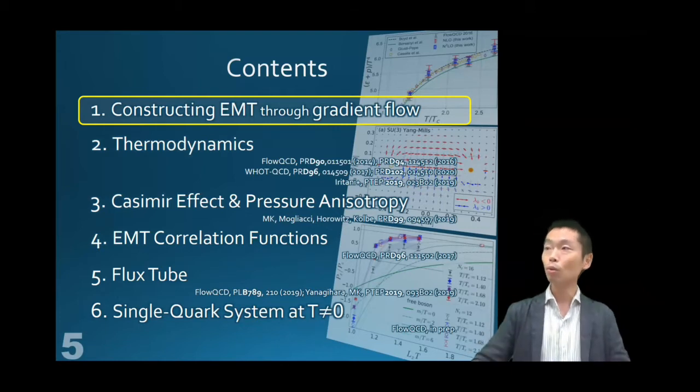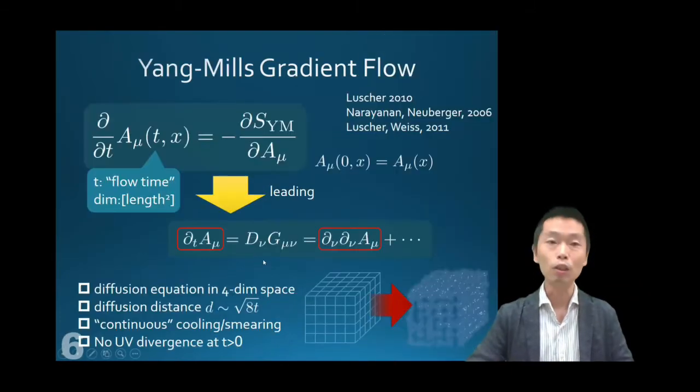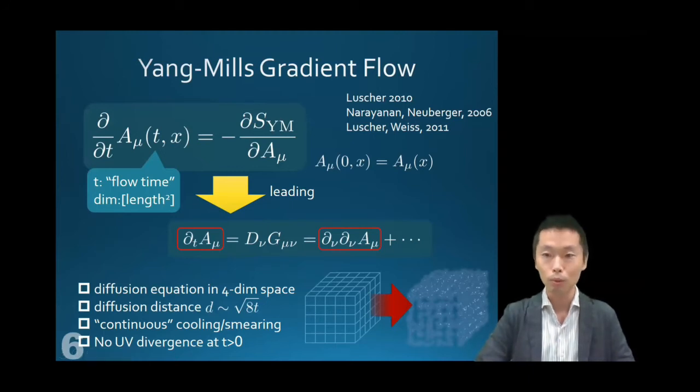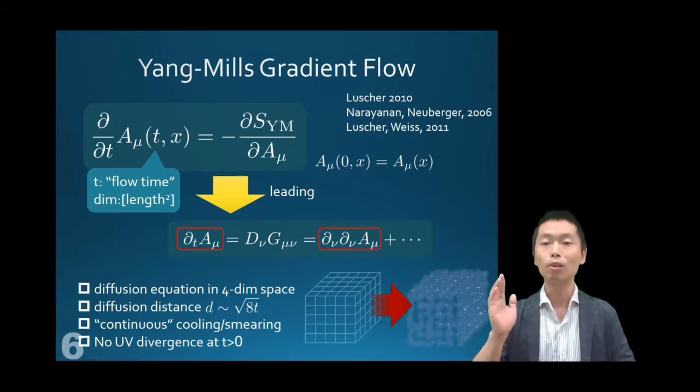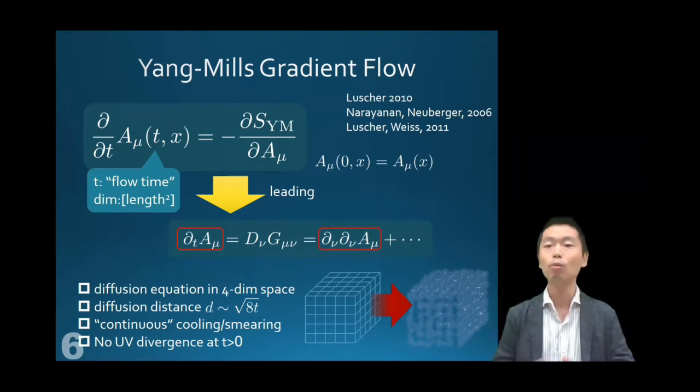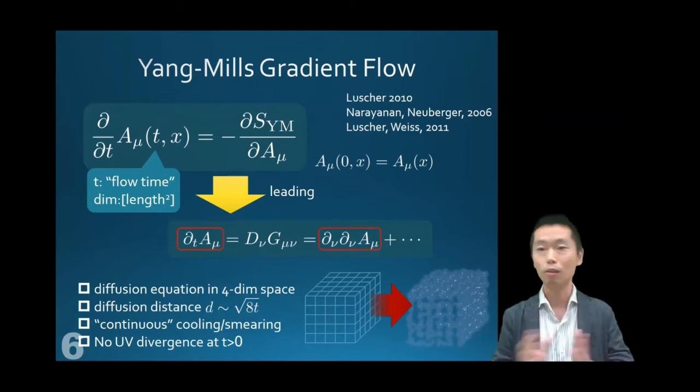Okay, so to construct the EMT, we use the so-called gradient flow. So let me explain what the gradient flow is. The gradient flow is a continuous transformation of the gauge field according to this differential equation. So this t is a parameter called flow time, and it has dimension of length squared. So this is not time, but a parameter appearing in this gradient flow equation. So please do not confuse this t with real time.